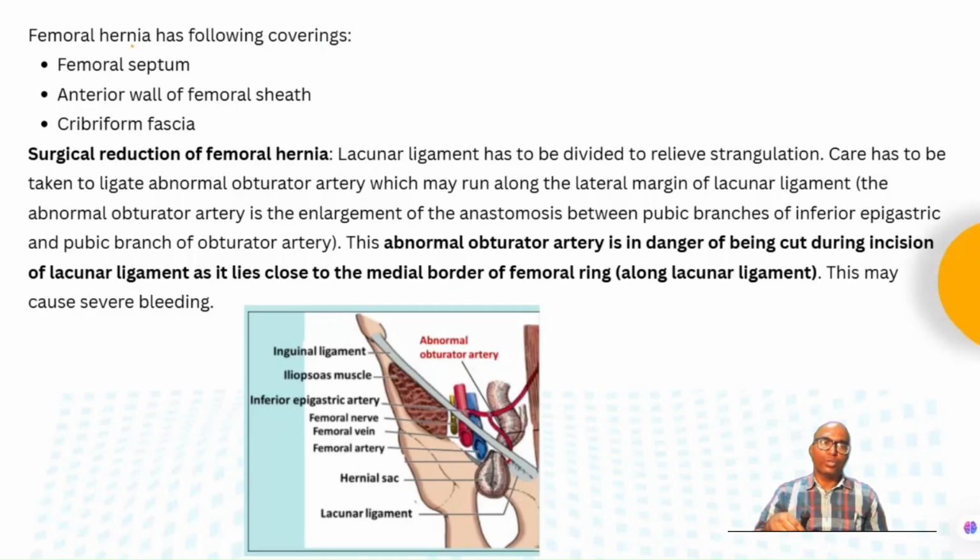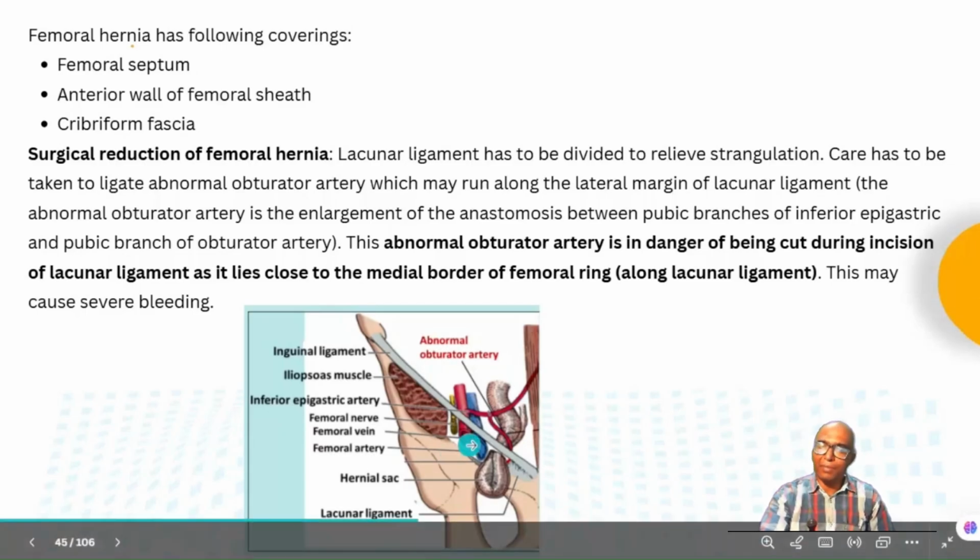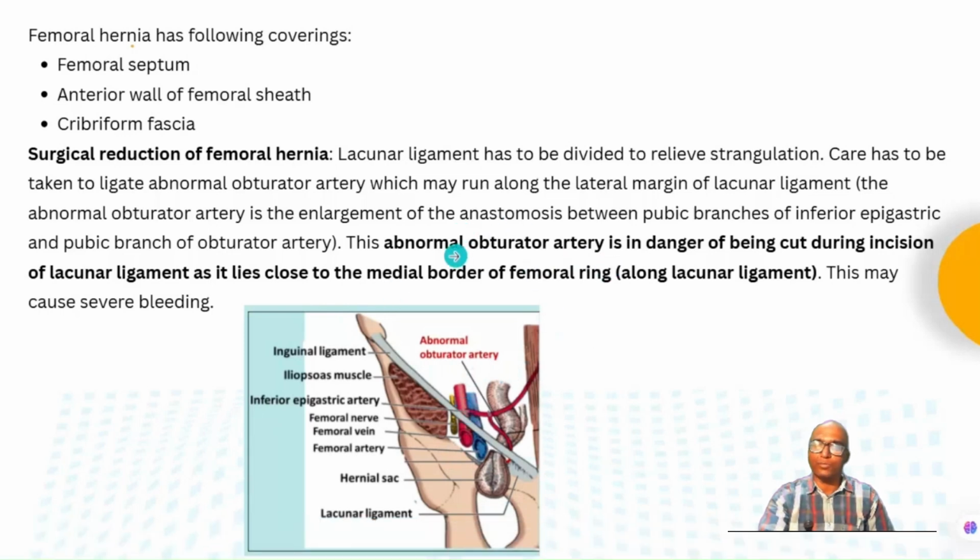Care has to be taken to ligate the abnormal obturator artery, which may run along the lateral margin of the lacunar ligament. This abnormal obturator artery is nothing but the enlargement of the anastomosis between the pubic branch of the inferior epigastric artery and the pubic branch of the obturator artery. It is in danger of being cut during the incision of the lacunar ligament, as it lies close to the medial border of the femoral ring along the lacunar ligament. This can cause severe bleeding.